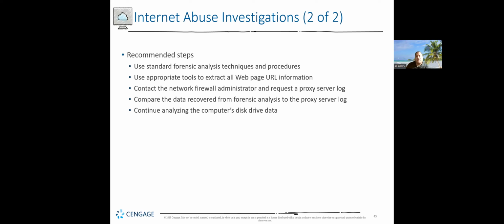Use appropriate tools to extract all web page URL information. Contact the network firewall administrator and request proxy server logs. That's the network logs I'm referring to. Compare the data recovered from forensic analysis to proxy server logs. You're essentially going to go: the user says it was accessed at 2 p.m., this is where he went. Network log, 2 p.m. Here's the IP from this computer. Here's the IP from the log. A match. Here's the user who accessed it. They're the same user. Ta-da! They did something they weren't supposed to do. That's kind of what it means.